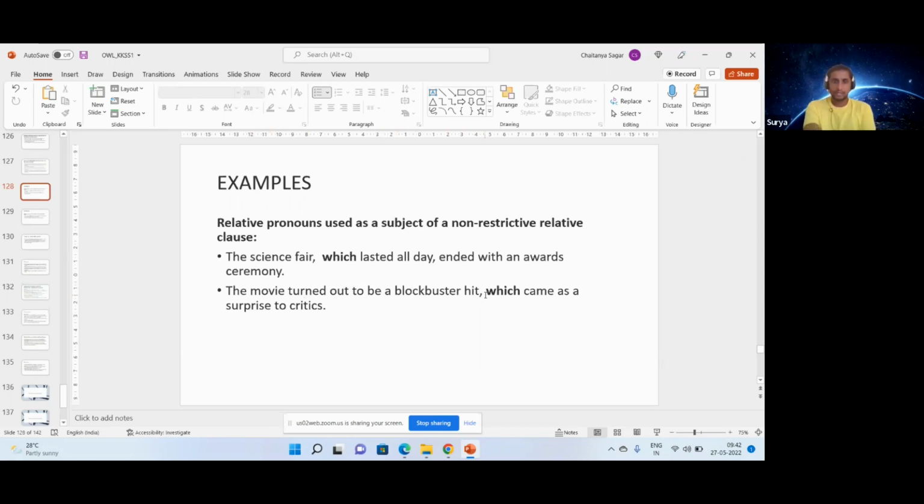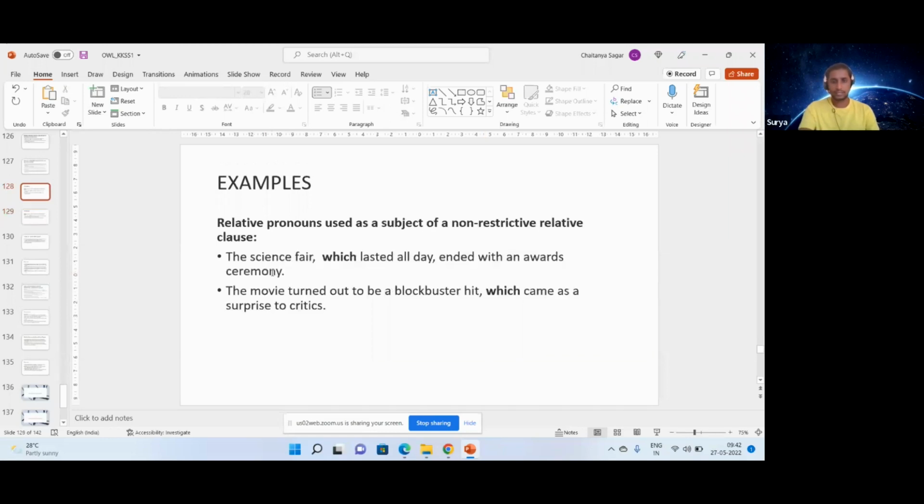Sometimes we might have a doubt about which is the subject and which is the object, because in a sentence it sometimes becomes difficult to identify. The best way to identify a subject and an object is that the verb always follows the subject. It will not follow the object. So I'll show you two examples.